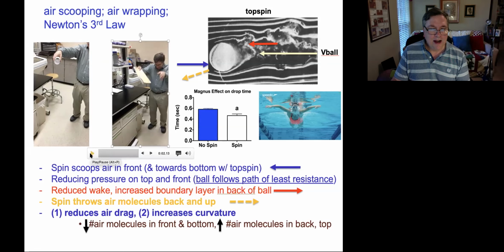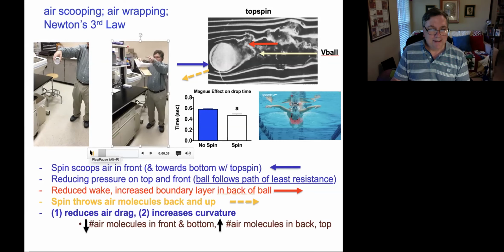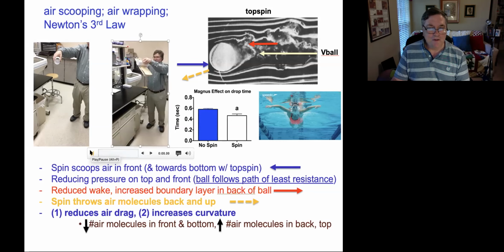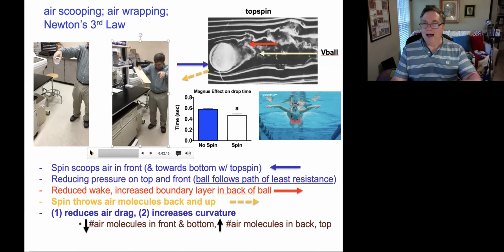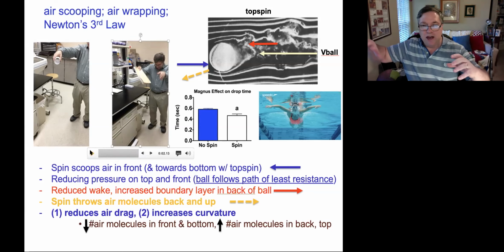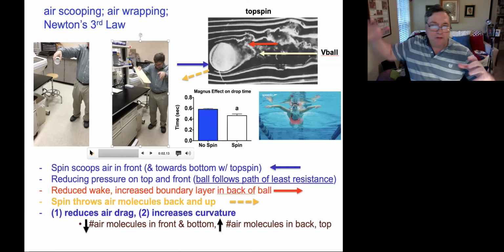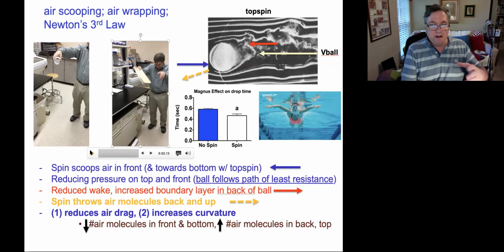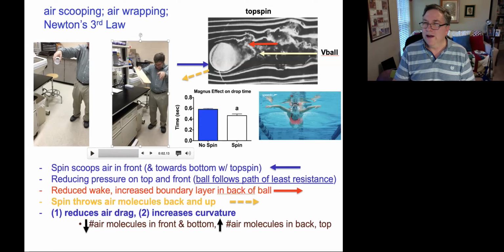Whoa, check that out. Let's do that again. Wow. And it's reproducible. One of the things you can see is when it comes off the ramp, it starts curving, but it dives. It goes even faster. And that's because we have a boundary layer that's being produced. That boundary layer is the key. The boundary layer allows this thing to slip fast. It allows the air molecules to be thrown behind it and up, and that's going to help to make it curve down and also to the left as we're looking at it.